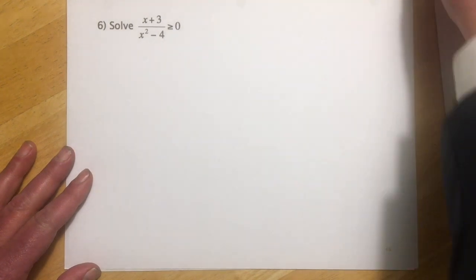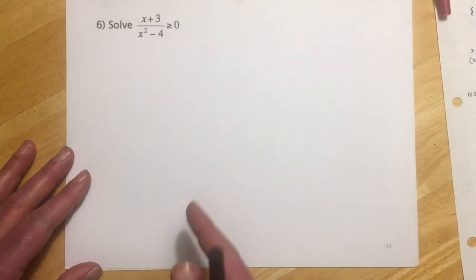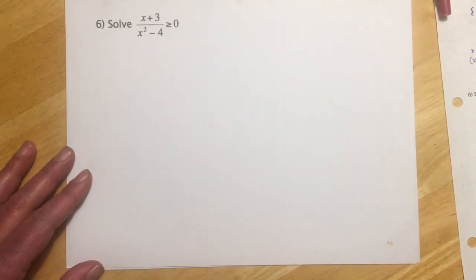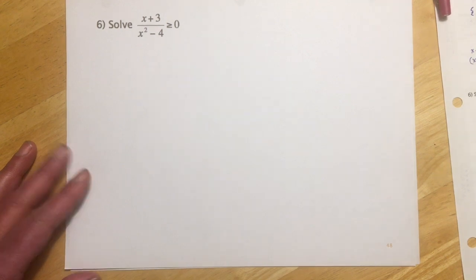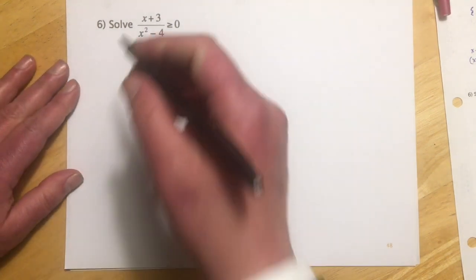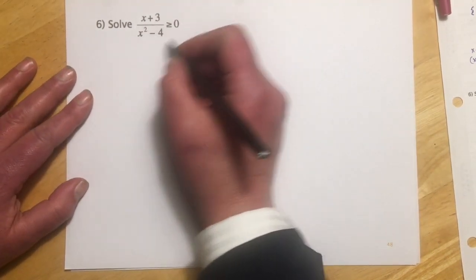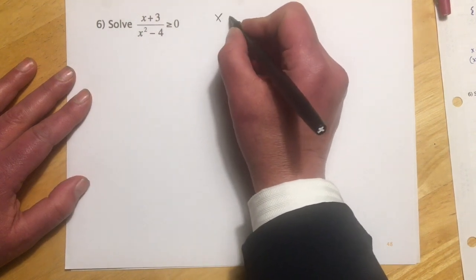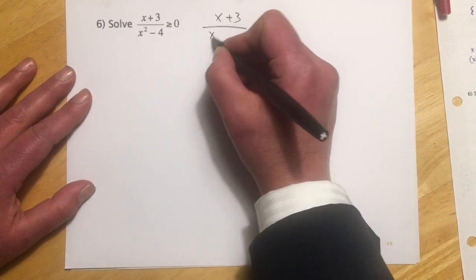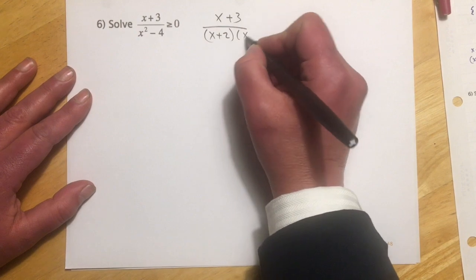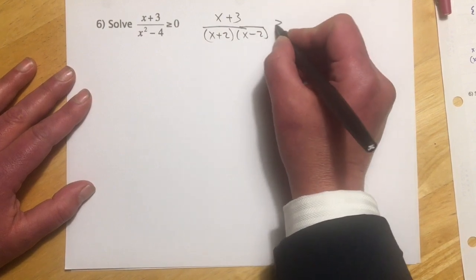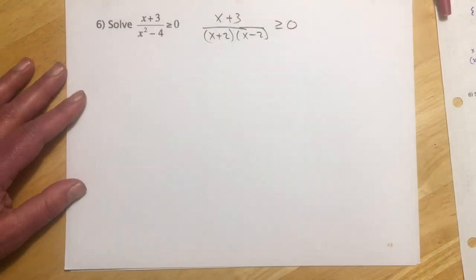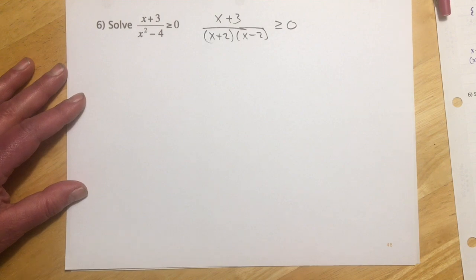Okay, so then we move on to the rational ones. And like I said, for these, I prefer sign charts, but if you prefer test points, that's cool, do test points. I'm going to factor this first so I can kind of see what I got going on. So we got x plus 3, x plus 2, and x minus 2, greater than or equal to 0. So we'll be looking for positive regions and zeros.